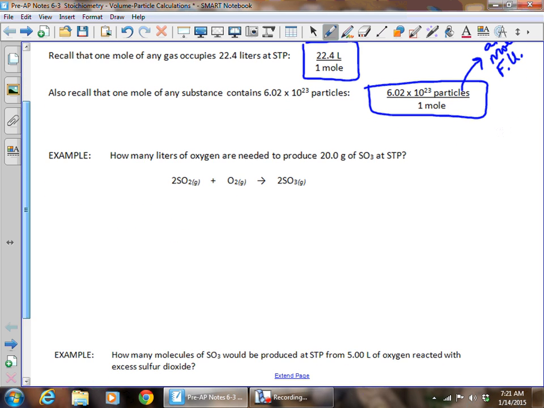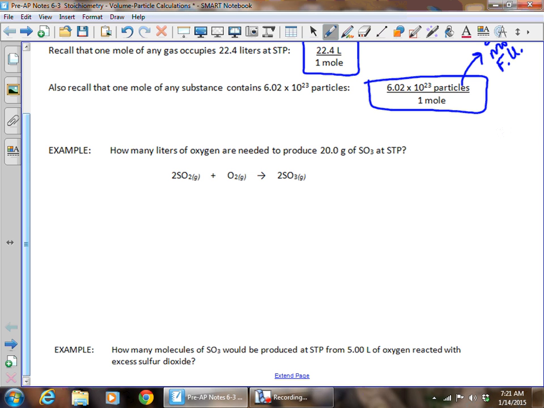So let's start out with this first problem, attack it the same way. How many liters of oxygen, we're looking for liters of oxygen, are needed to produce 20 grams of SO3 at STP? Just seeing that STP should clue you in that you are going to possibly need to use that 22.4 liters per mole. So let's label everything like we've been doing.